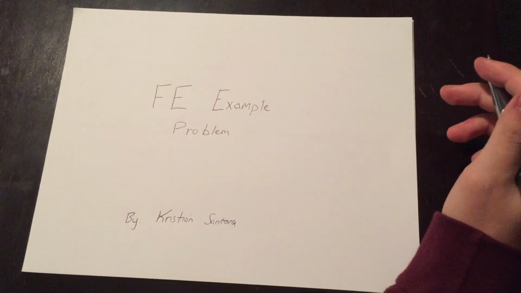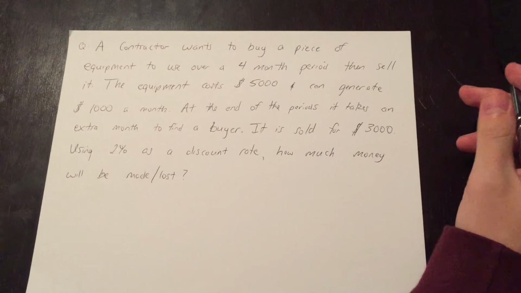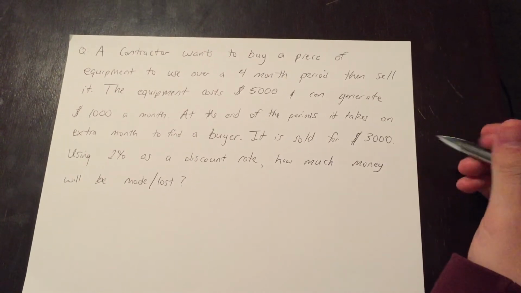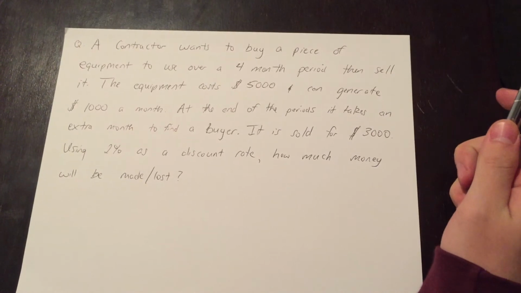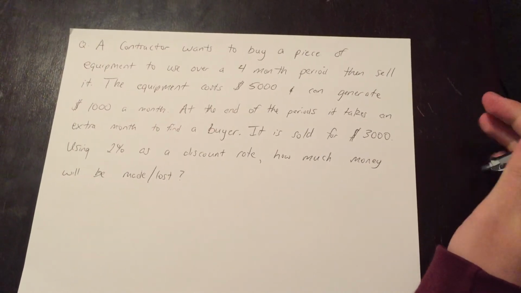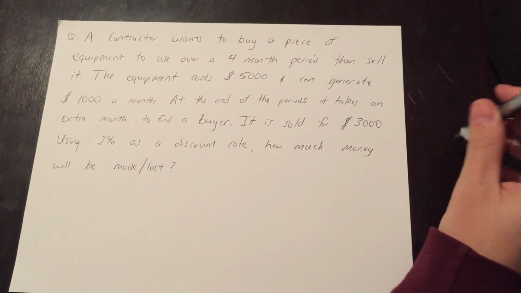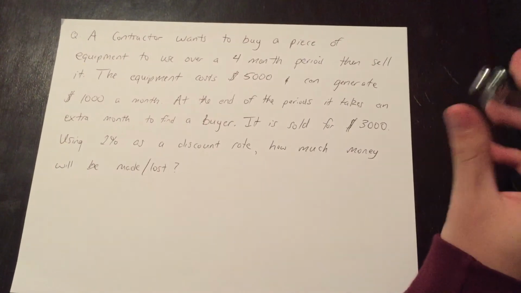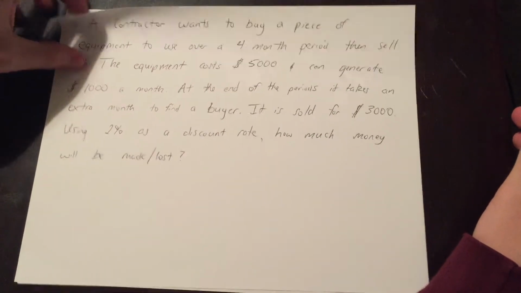Alright, so here's an FE example problem for CE 300, and here's the question. A contractor wants to buy a piece of equipment to use over a 4-month period, then sell it. The equipment costs $5,000 and can generate $1,000 a month. At the end of the period, it takes an extra month for the contractor to find a buyer, and it is sold for $2,000. Using 2% as the discount rate, how much money will be made or lost?